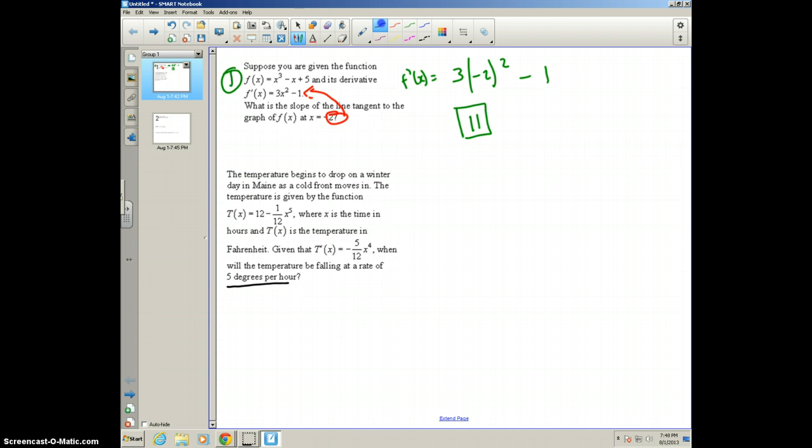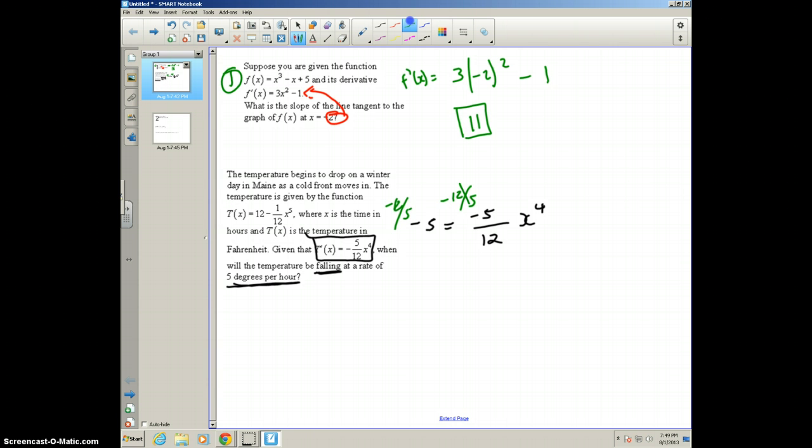So we're given the rate of change. We're given what the derivative is equal to. Just remember that the temperature is falling, so this is going to be negative. So it's negative 5 equals negative 5/12 x to the 4th. We're going to start by multiplying each side by negative 12/5.